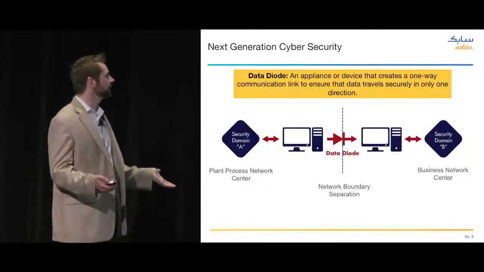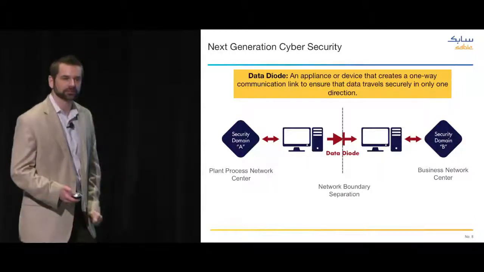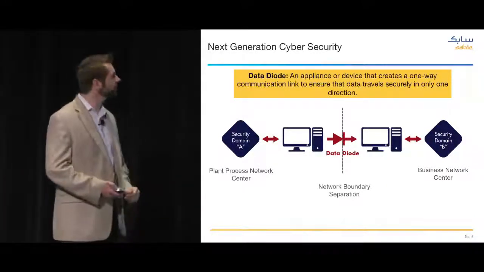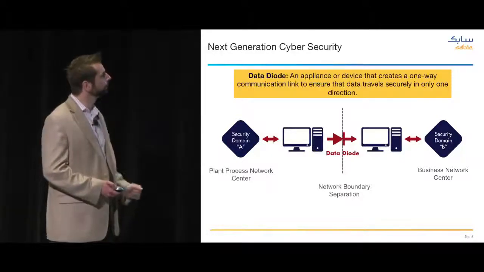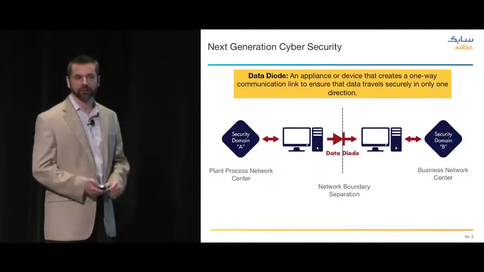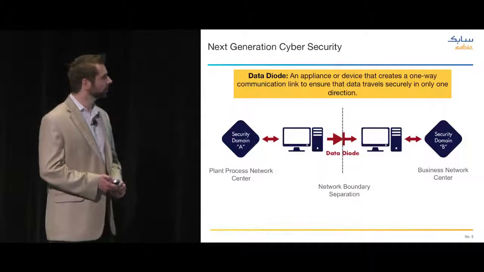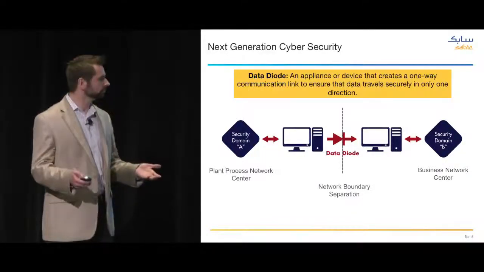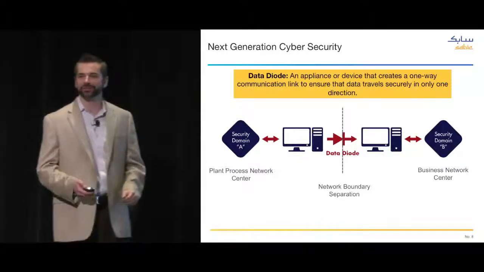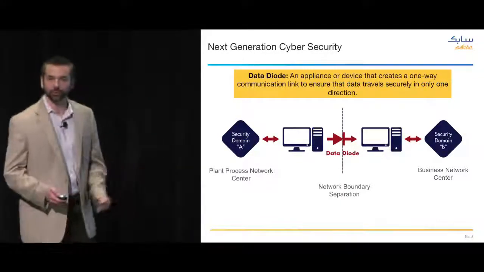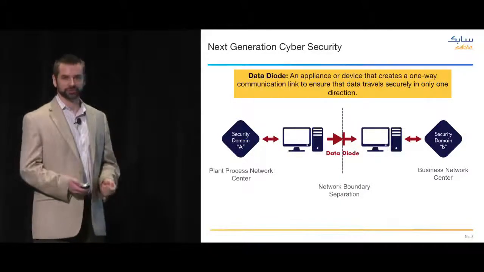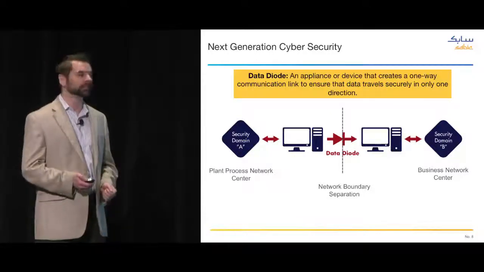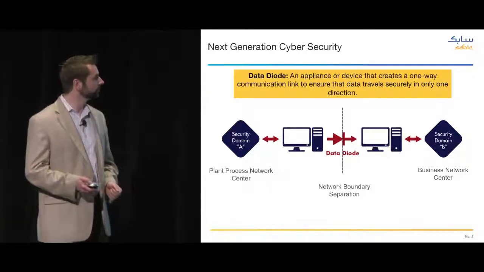So what a data diode is, it's a one-way data communication device. Our specific data diodes are hardware enforced, meaning with software, eventually someone can find ways around your software. With a hardware enforced solution, there's technically no way to get data in the opposite direction.